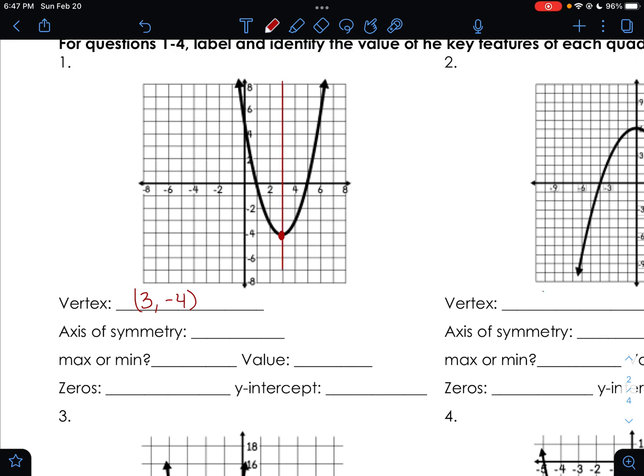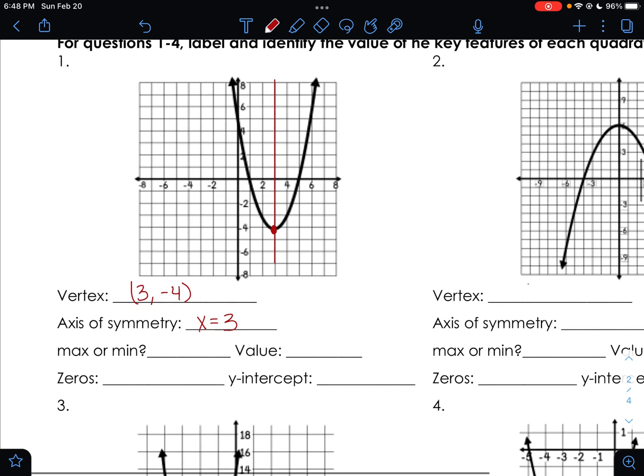So that vertical line would be x equals 3. So it is always the x value of your vertex. And you write x equals because it is a vertical line. Now, this is the lowest point on the graph, that vertex, which means it is a minimum. And that minimum value, the lowest y value on the graph, is -4.